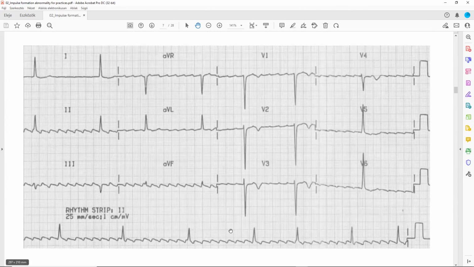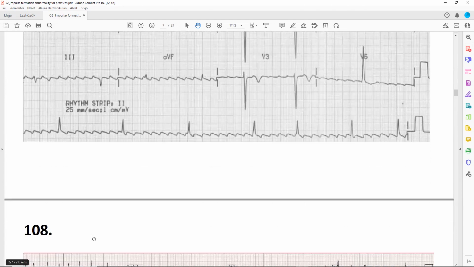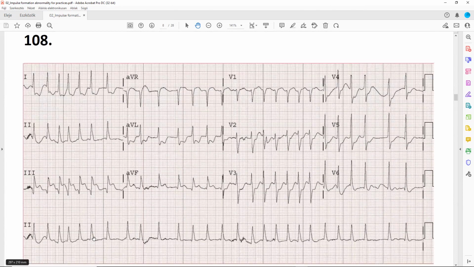I don't want to spend too much time. That's again the saw waves. If you see this kind of saw waves but the conduction rate is much slower, there's a much higher degree of block in the AV junction. Let's look at this one, 108. Who has 108?